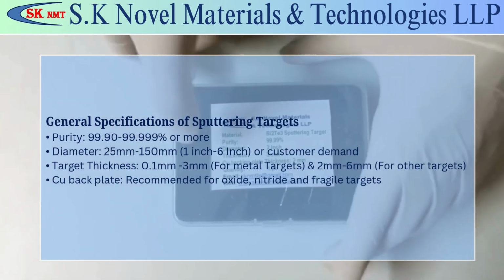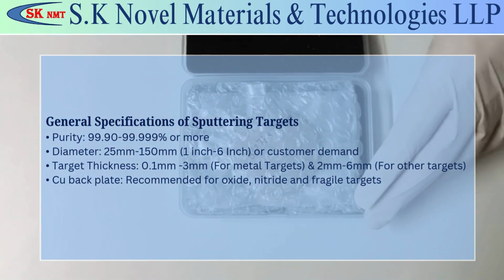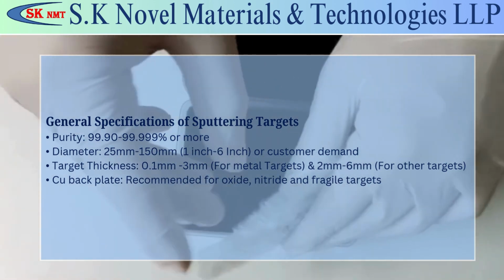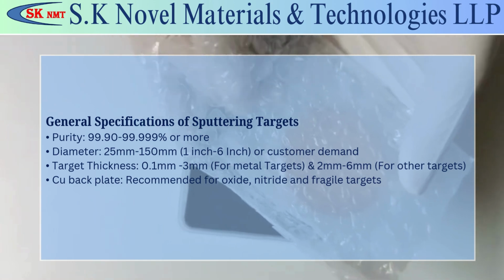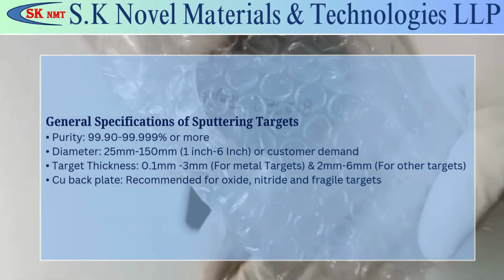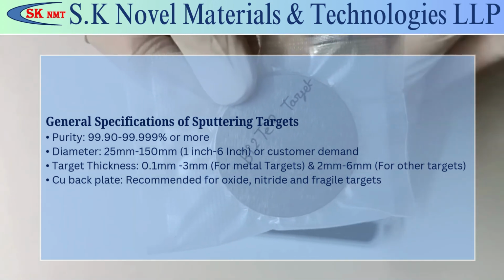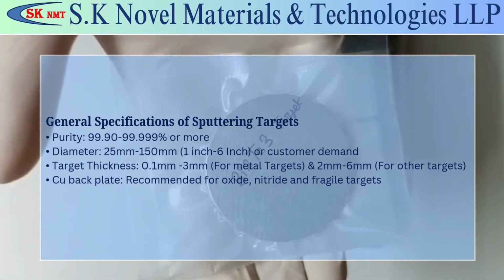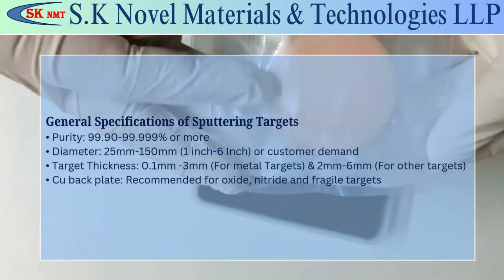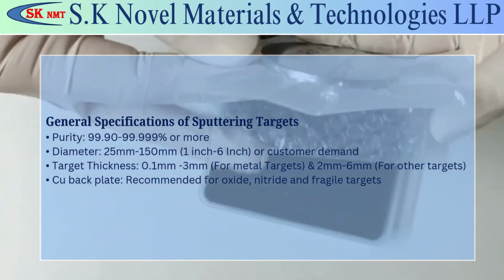General specifications of sputtering targets: purity 99.90 to 99.999% or more. Diameter 25 mm to 150 mm, 1 inch to 6 inch, or customer demand. Target thickness 0.1 mm to 3 mm for metal targets, and 2 mm to 6 mm for other targets. Cu back plate, recommended for oxide, nitride, and fragile targets.